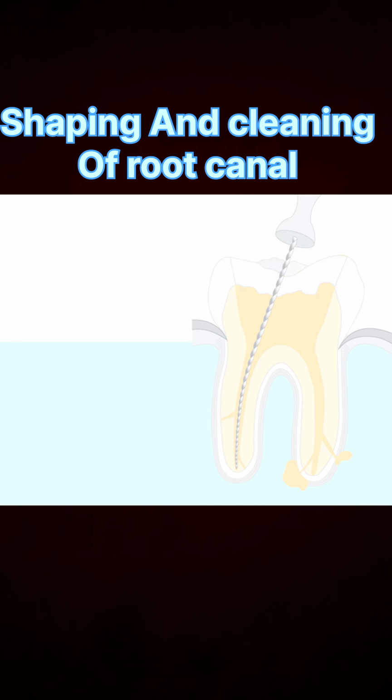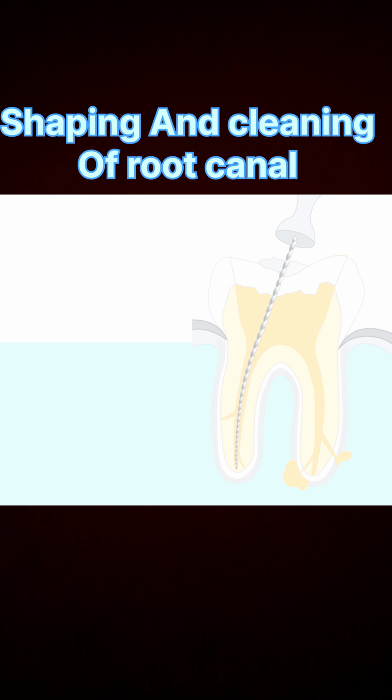Everyone. Today I will be discussing an important topic which is shaping and cleaning of the radicular space. Endodontic treatment can be divided into three phases: proper access preparation into the pulp space, shaping and cleaning of the root canal, and third one is obturation.